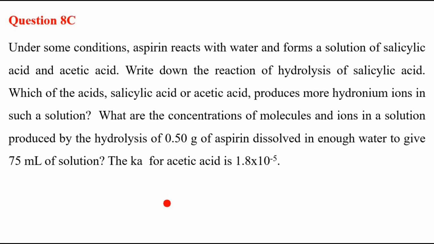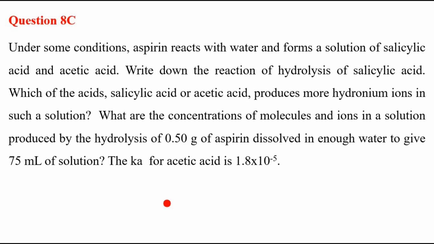They are saying write down the reaction of hydrolysis of salicylic acid. That means here we are going to indicate how this hydrolysis is performed. Which of the acids, salicylic acid or acetic acid, produces more hydronium ion in such a solution? Then they are saying if you have, for example, salicylic acid and acetic acid in the same medium, which one will produce more hydronium ion? Of course, the one that will produce more hydronium ion is the one which has the higher Ka value.